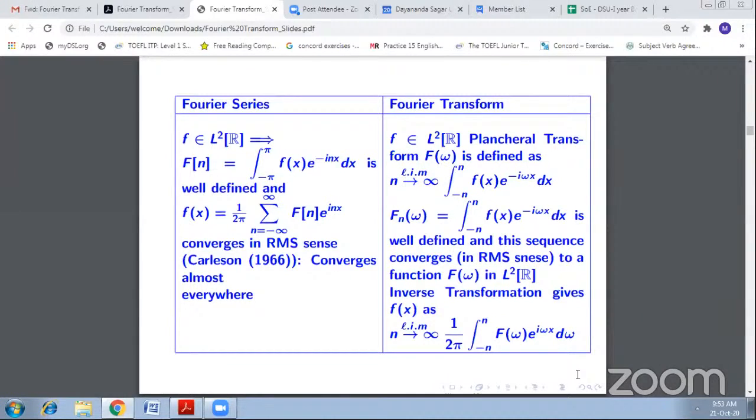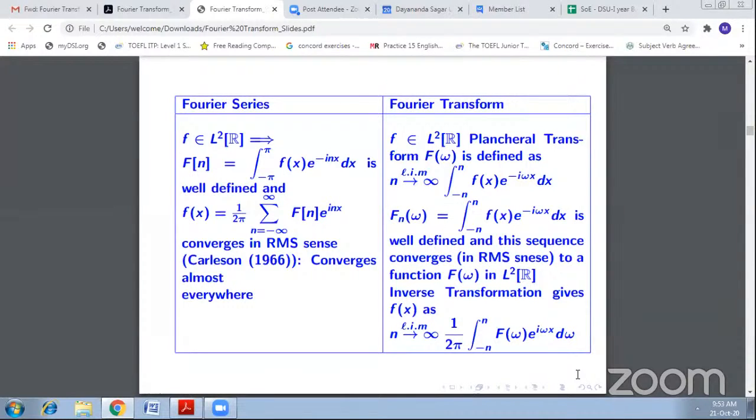The Fourier coefficients are well defined, and the Fourier series converges in the root mean square sense. And about 50 years back, Carleson showed the series also converges almost surely, that is, almost everywhere it converges. But in the Fourier transform case, the function being in L2(R) does not allow us to conclude that the function is in L1(R). Therefore, we cannot jump to the conclusion that the Fourier transform is defined.